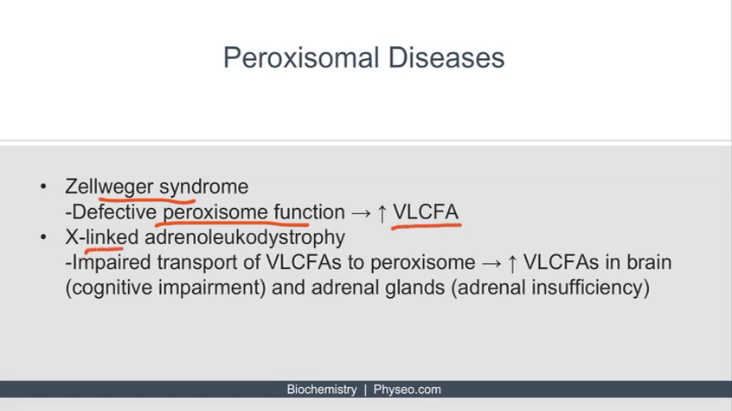In X-linked adrenoleukodystrophy, very long-chain fatty acids are unable to be properly transported to peroxisomes. In this case, the fatty acids accumulate in the brain and the adrenal glands, resulting in cognitive impairment and adrenal insufficiency.